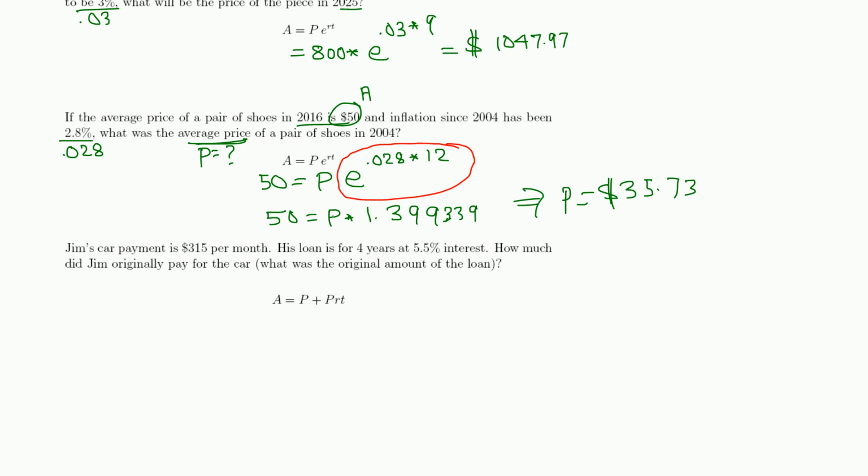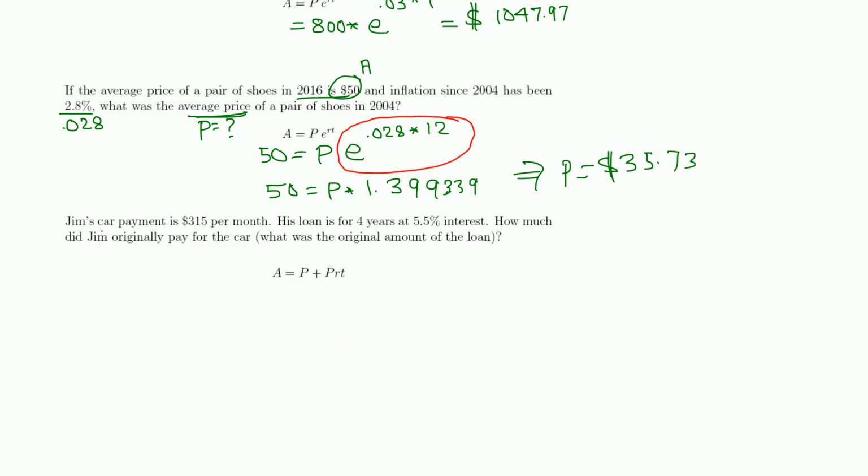Now it's 50. Now the next question is, Jim's car payment is $315 per month. His loan is for 4 years at 5.5% interest per year. How much did Jim originally pay for the car? That means what was the original amount of the loan? We don't know the exact amount of the loan, the borrowed money, but he is paying $315 for 4 years. 4 years means 12 times 4, 48. That's 48 months, and he's paying $315 each month.